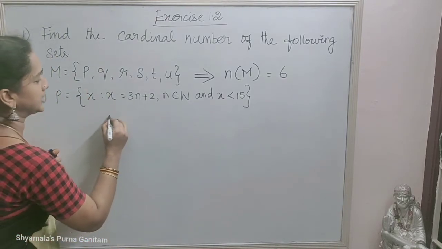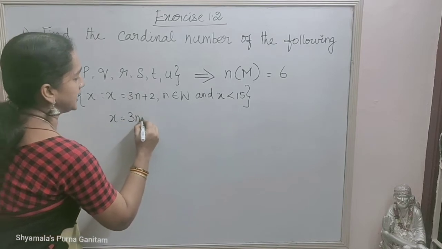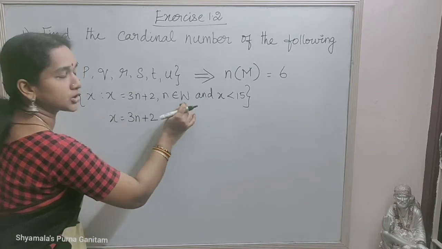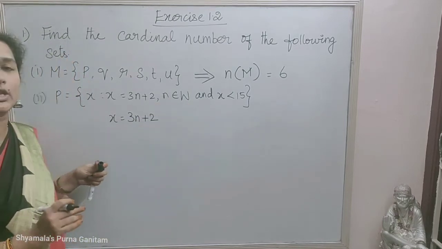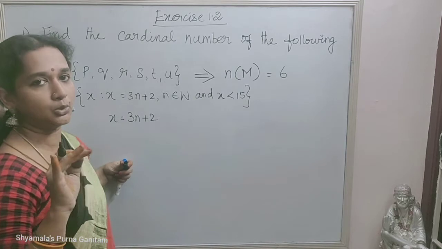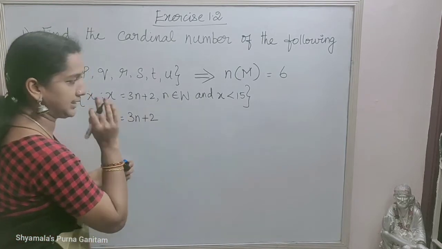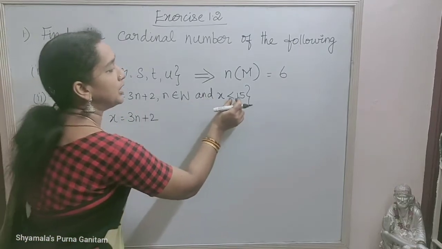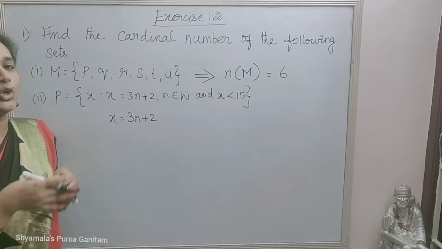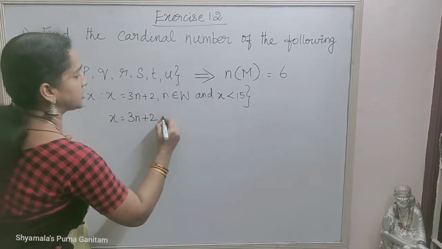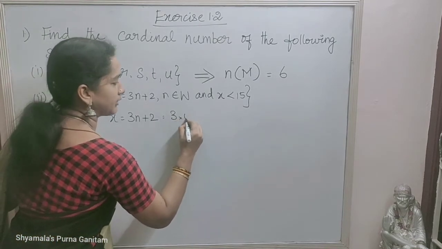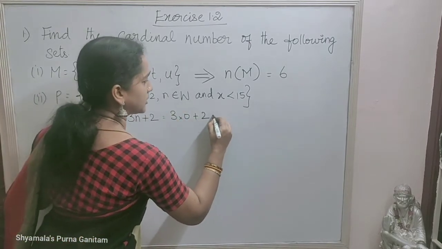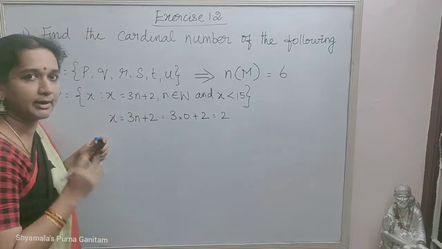Okay. So first one is x is equal to 3n plus 2. Here n belongs to whole numbers. What are whole numbers? Whole numbers start from 0: 0, 1, 2, 3. This is the condition for this n. And whatever values you get for x should be less than 15. Till then you have to continue the sum. So we start with 0, since it is given as whole numbers: 3 into 0 plus 2. So this will be 2. This is the first element of the set.